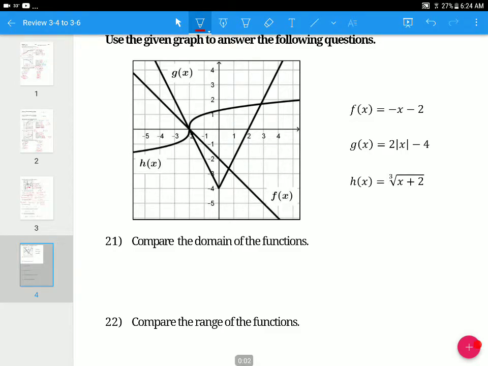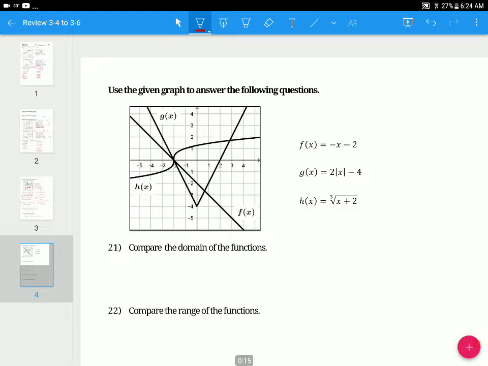Okay, numbers 21 through the end of the page. You've got three graphs. Again, we're just comparing domains, ranges, minimums, all that sort of stuff. We're saying, hey, what's got what? So we're trying to synthesize in your brain. Again, I labeled them for you, and you'll notice f of x is a line.